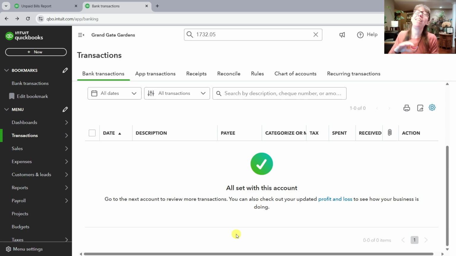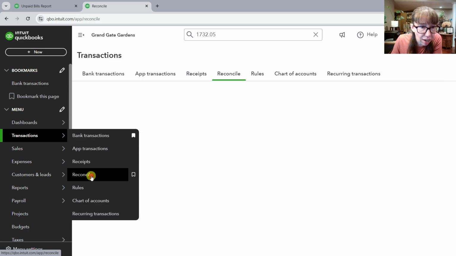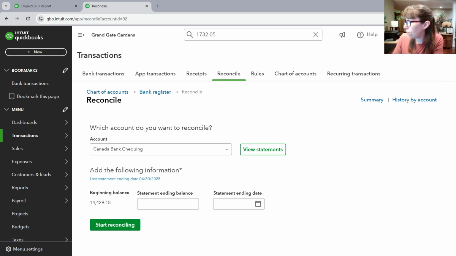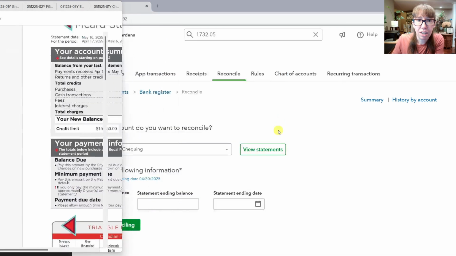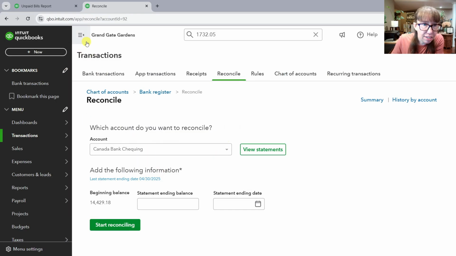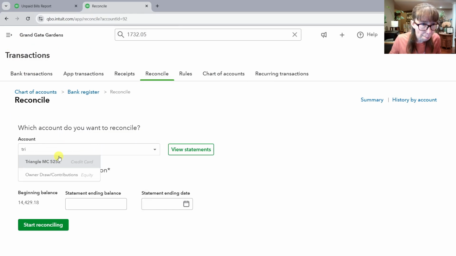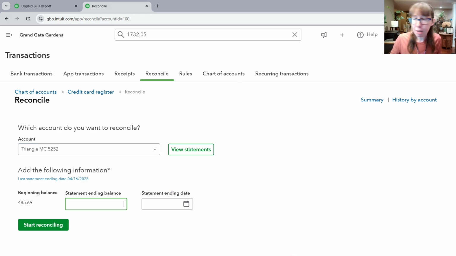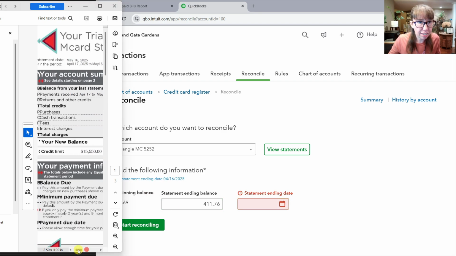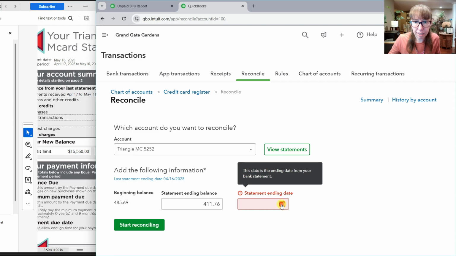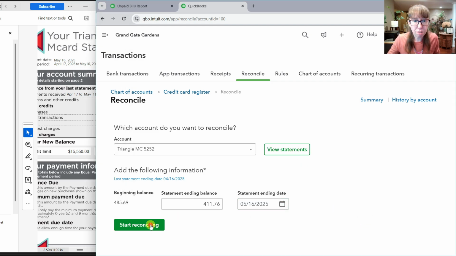So let's go ahead, and now we can reconcile that credit card and see what this looks like. So we're going to go ahead and reconcile. Now I can bring over that MCard statement. We've got the opening balance, the payment, the purchases, and the closing balance. So let's go here and say triangle. What was the statement ending balance? That statement ending balance is $411.76, and the statement ending date is May 16th. So we'll put in May 16th, and we'll start reconciling.